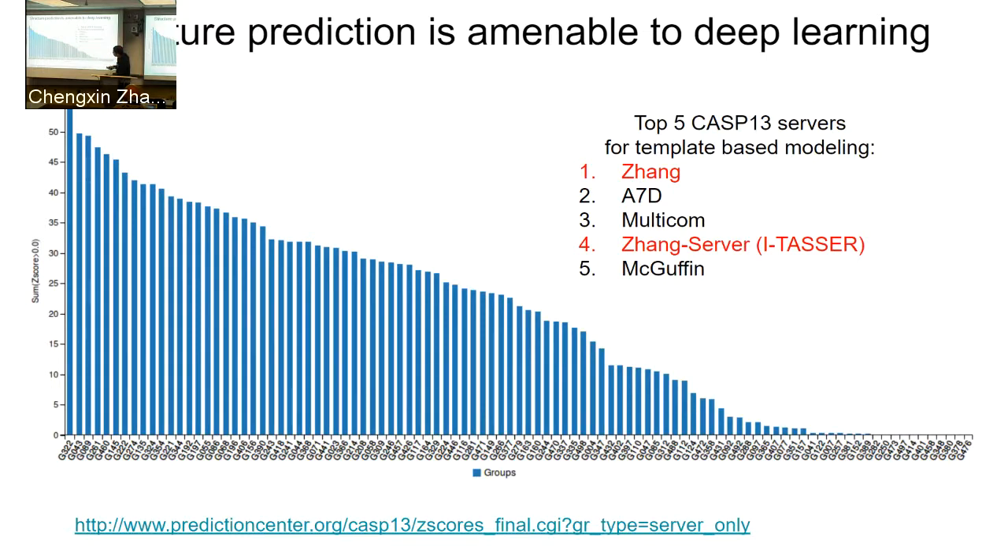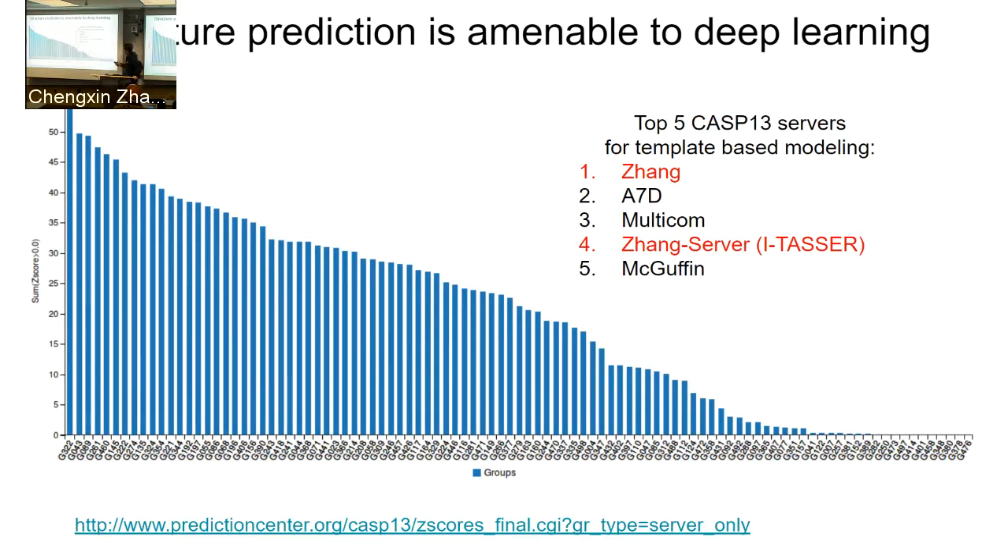So each bar is one group, and the higher the bar, the better the performance. Zhang is Yang Zhang, my boss. This is iTasser. This ranking is for all groups, including human groups and server groups, where servers are automated servers that must submit their model within 3 days, and human groups can submit their model after 2 or 3 weeks. So in other words, the human groups can check the result of the server groups, so they are not completely automated. This is Yang Zhang, this is iTasser, this is AlphaFold, or A7D.